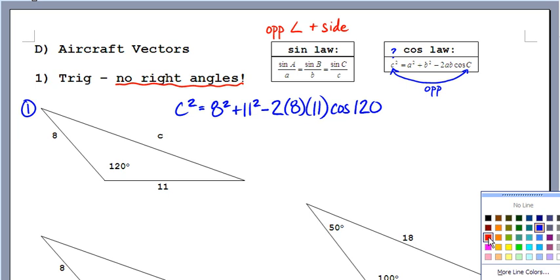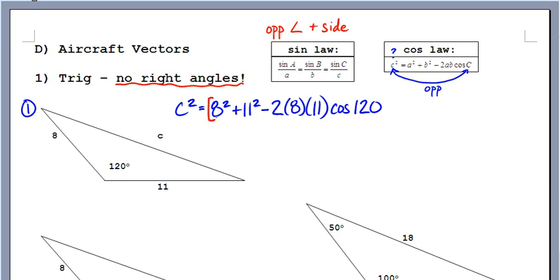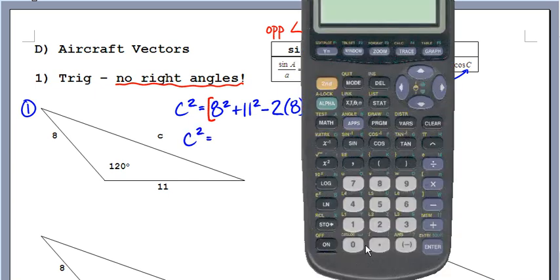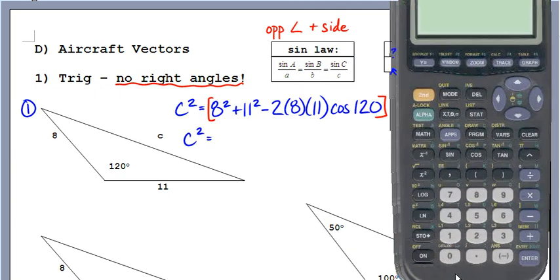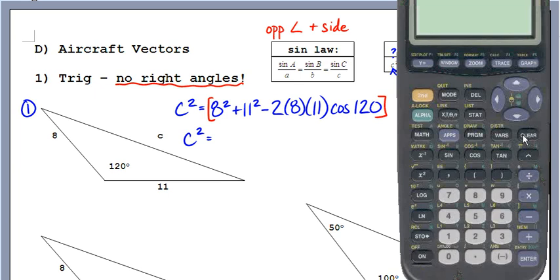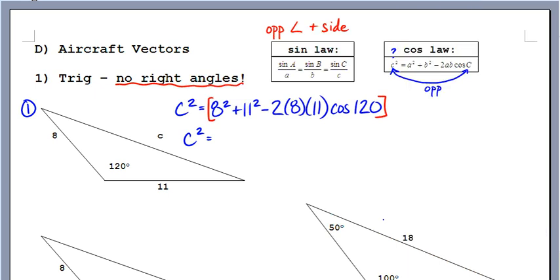And what I'd love for you to be able to do on your calculator is actually type all of this in, stuff inside the red brackets. Do that in one step. Figure out how your calculator works so that you can do that all in one shot. So for example, it might look something like this. 8 squared plus 11 squared minus 2 times 8 times 11 times cosine 120. I'm getting all that stuff in the red brackets done at once, which gives me 273.